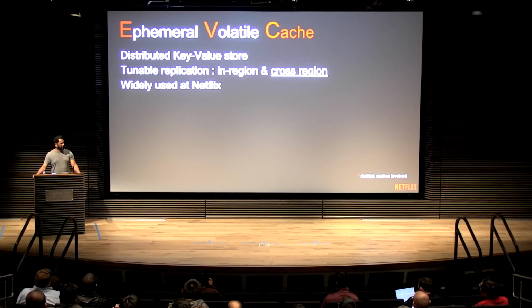So what is EV Cache? It's ephemeral volatile cache. It's a distributed key value store, highly resilient to failures. It's built on top of Memcached. It's tunable within a single AWS region and also cross-region.